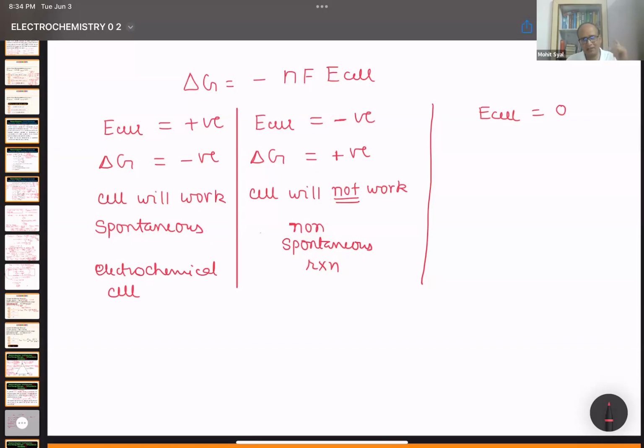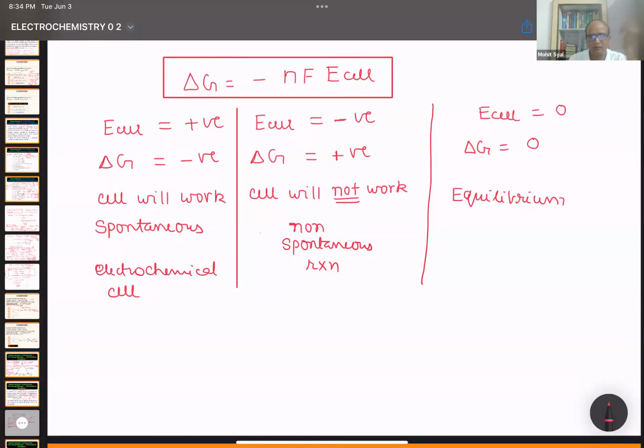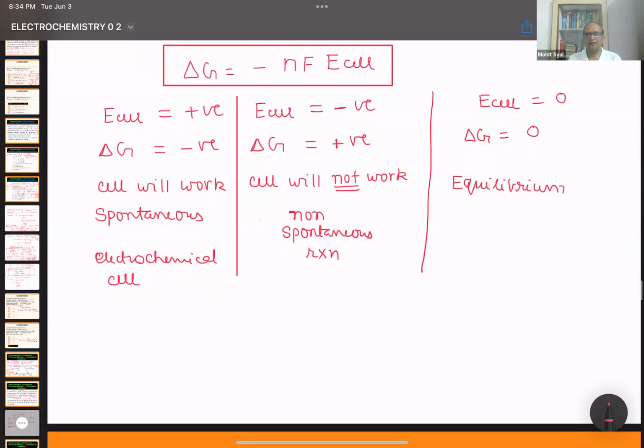If the E cell is positive, it means the cell is going to work. If E cell is negative, that cell will not work. It is dead now. If E cell is 0, that is also a dead cell. The Gibbs free energy is not decreasing now, it has become 0. Means now the reaction will not progress anymore in the forward direction, and this is the condition of equilibrium. Equilibrium for the reaction means the reaction is happening in both directions, so no net reaction is happening. So is this clear to all of you? This is the first and foremost thing which all of you should remember. Is it clear or not?